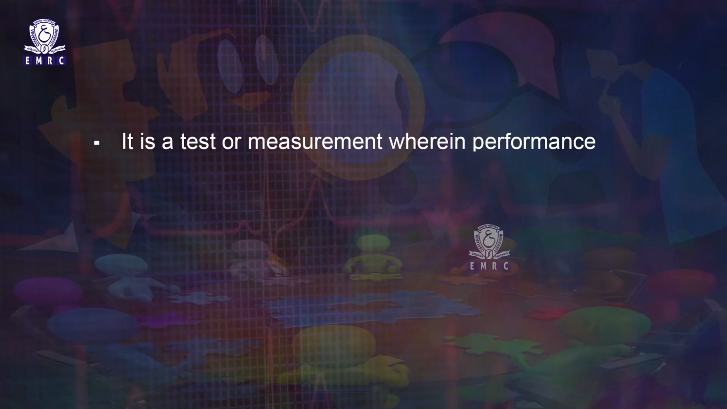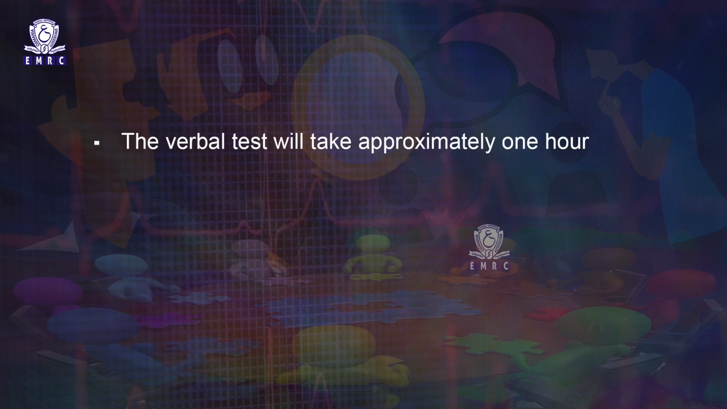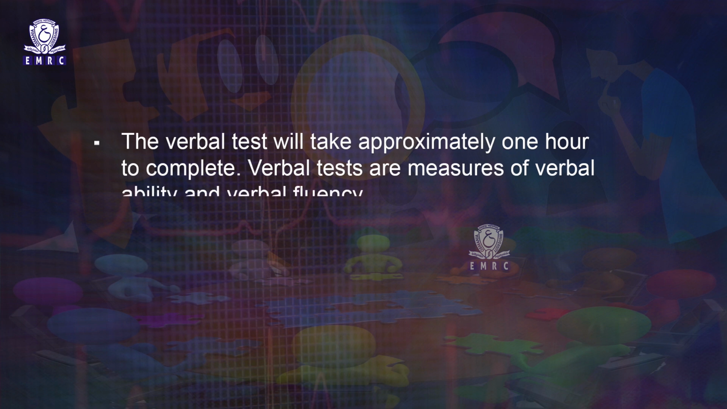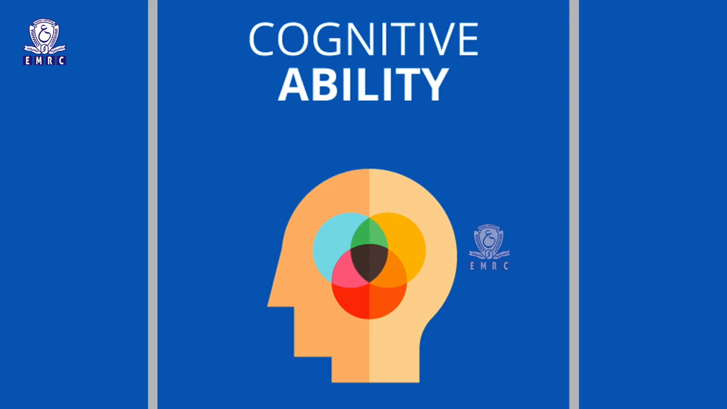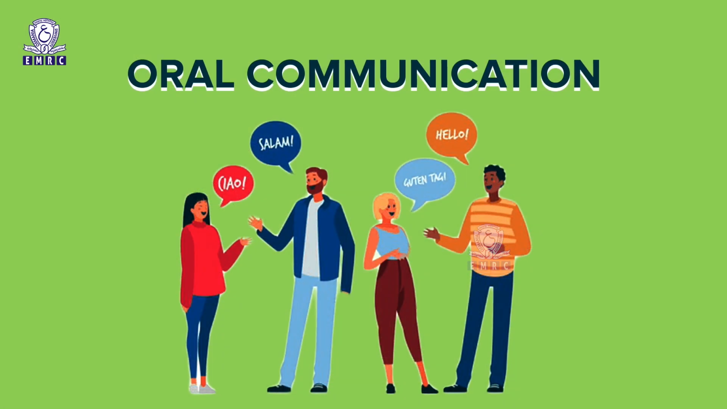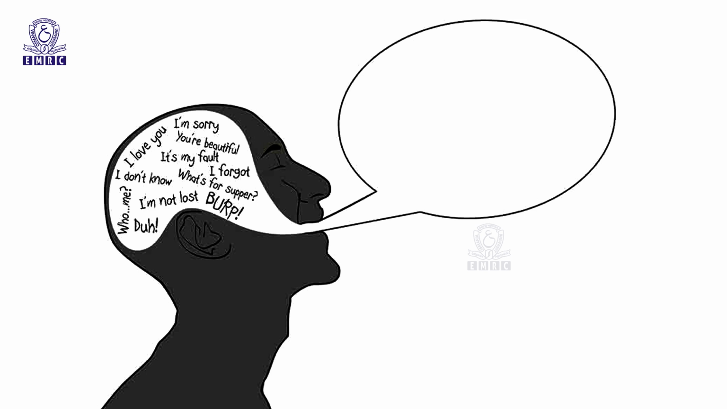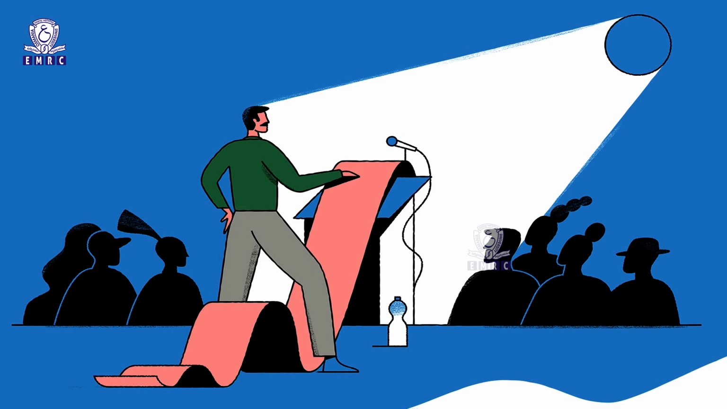It is a test or measurement wherein performance relies upon one's capacity to handle words to test the verbal capacity. The verbal test will take approximately 1 hour to complete. These verbal tests are measures of verbal ability and verbal fluency. Verbal ability is the cognitive ability to use and understand language. The ability may be thought of as having a number of components such as language proficiency, oral communication, verbal memory, etc. Verbal fluency is an aspect of verbal ability and is the facility to use words quickly and accurately both when speaking and when writing.